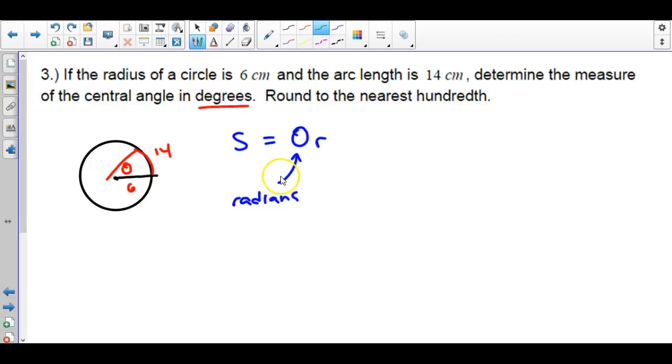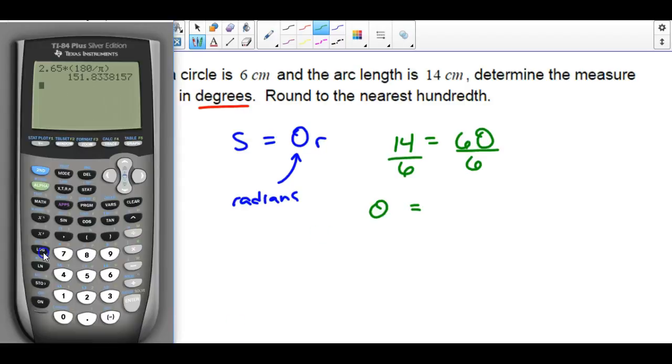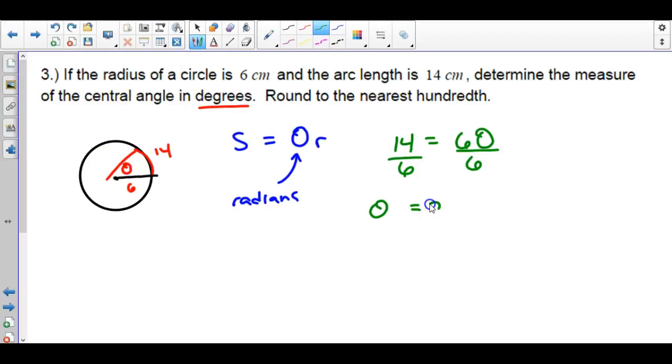So I'm going to do this the same exact way as far as the setup goes. I'm going to start off by saying 14 equals, and my radius is 6, and I'm going to bring my theta next to this, which we don't know. And I'm going to divide both sides by 6. So this is where I'm going to go to the calculator and say, okay, theta is equal to this number. And I think it comes out to about 2.3. So I'm going to take 14 divided by 6. So I get 2.3 repeated.